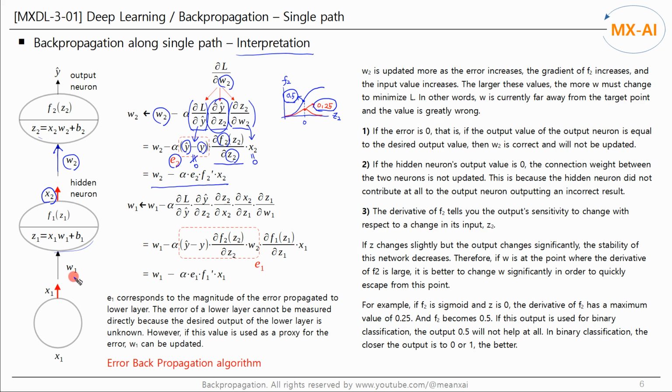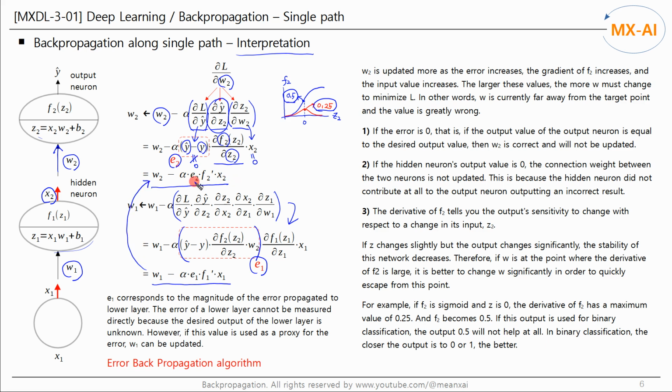Next, let's look at the process of updating the parameters of the hidden layer. The gradient of loss L is broken down into 5 parts by chain rule like this. This equation can be written as follows. Here, let's define this part as E1. Then the expression that updates W1 can be written as follows. This expression has the same form as the expression that updates W2.